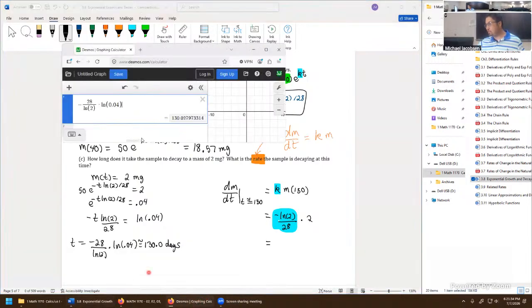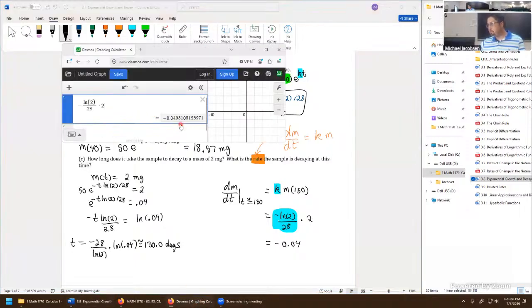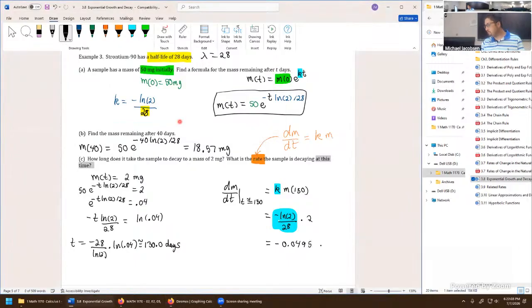Now back to the calculator on this one. Lots of calculator work today, it seems like. Take negative natural log 2, divide that by 28, double it, and this is the rate at which it's decaying. It's equal to negative 0.04... I'll go for 3 significant digits on this one: negative 0.0495 in units of milligrams per day.